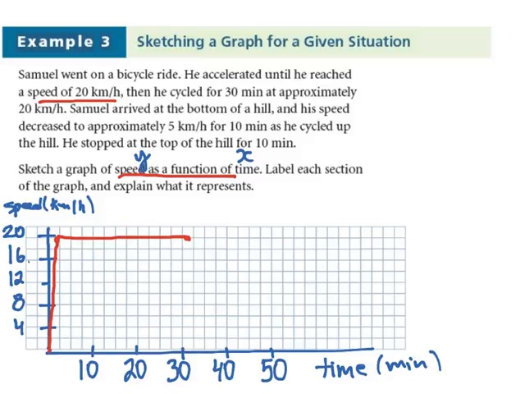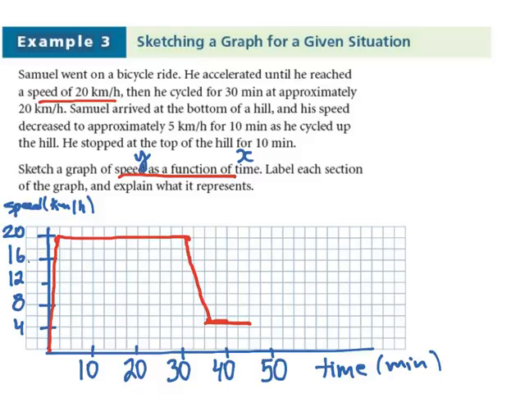kilometers per hour. The next part, Samuel arrived at the bottom of the hill, and his speed decreased to approximately 5 kilometers per hour for 10 minutes. Where's 5 kilometers? Somewhere right here. And he traveled at that speed for 10 minutes. So approximately here. So this span is 10 minutes at a constant velocity.